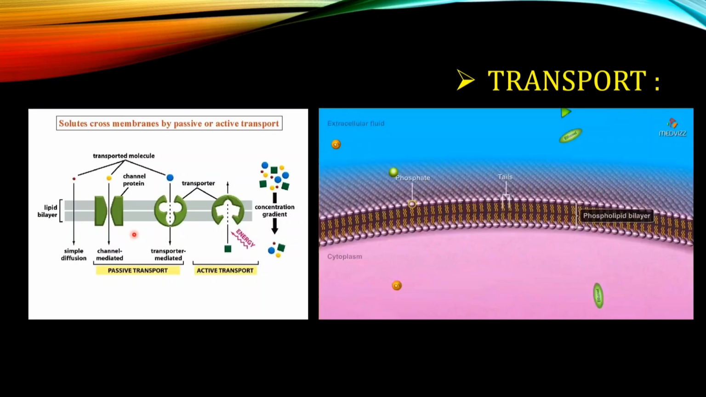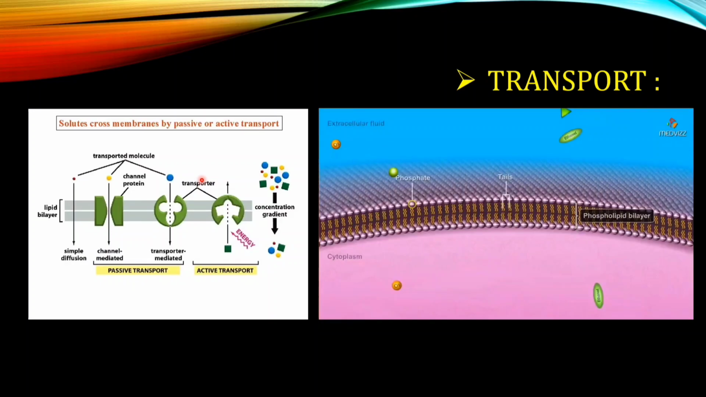Now the second one is the channel protein. This is the channel mediated, and this is the transporter mediated. At first, let's talk about the channel protein. Channel proteins are also of many types: voltage gated channel proteins, ligand gated channel proteins, and stress activated channel proteins. Ligand gated channel proteins have two types: extracellular and intracellular ligand gated channel proteins. When a ligand is bound, the channel changes its conformation and then opens. This is the function of the channel mediated protein.